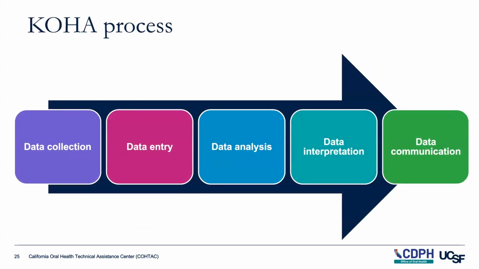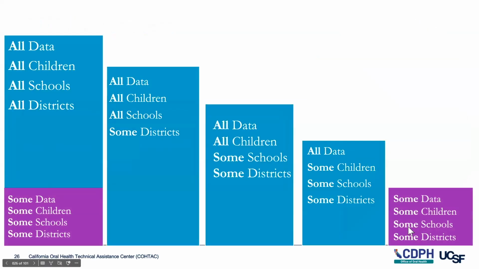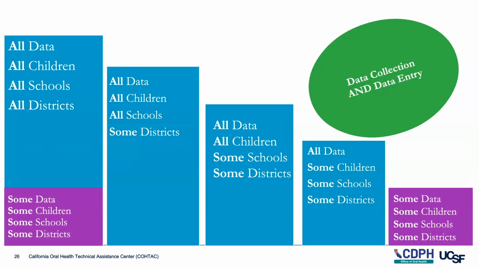Vaishali went over this a little bit, but overall, this is the COHA process. We go from collection to data entry to data analysis, data interpretation, and data communication. Next slide. This here is showing that we want all data from all children, all schools, and all districts, in that blue left bar. But what we really end up having is, we lose some districts. In the next bar over, we lose some schools, we lose some children, and we end up with some data from some children, some schools, and some districts in that purple box.